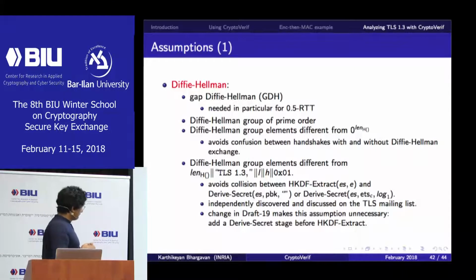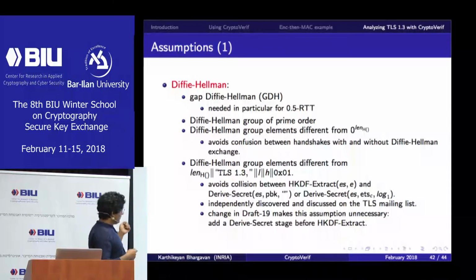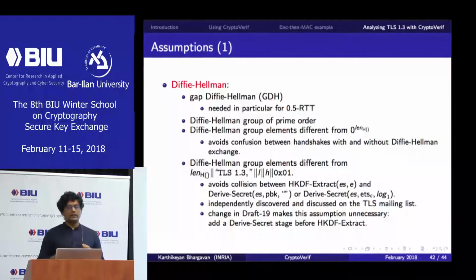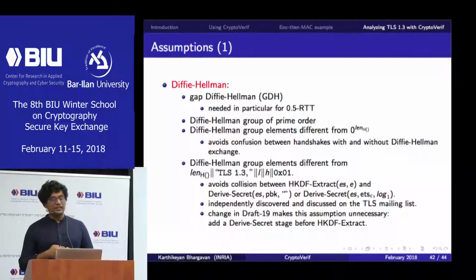So for Diffie-Hellman, we used the gap Diffie-Hellman assumption here. We could not really make it work with the PRF-DH assumption, specifically for the 0.5 RTT data, which you wanted to cover.